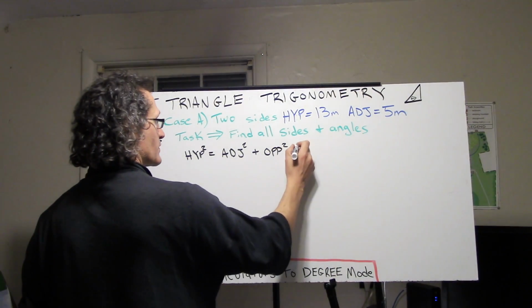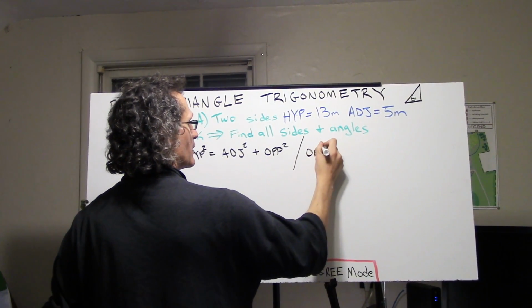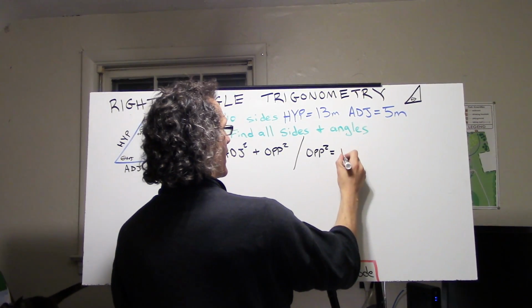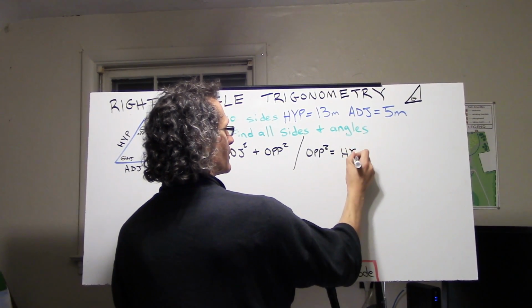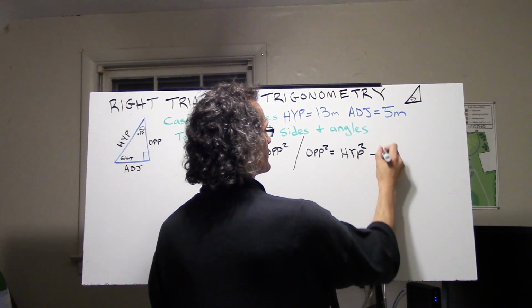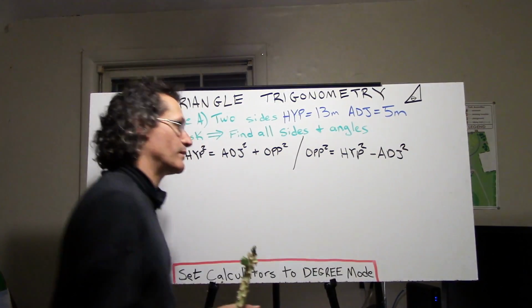So it's going to look like this. I'm just going to section it off over here. Opposite squared equals hypotenuse squared minus adjacent squared. Now, of course, that's opposite squared.